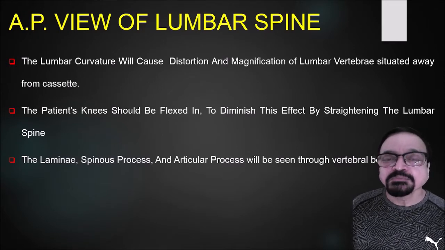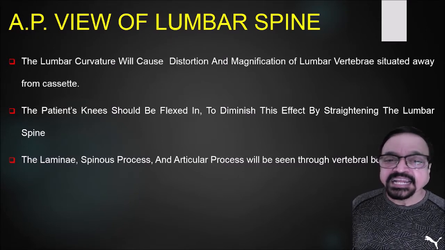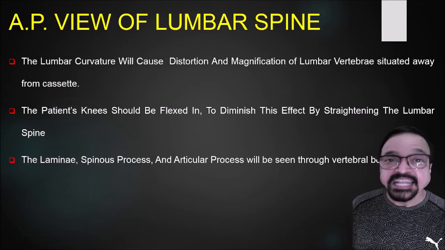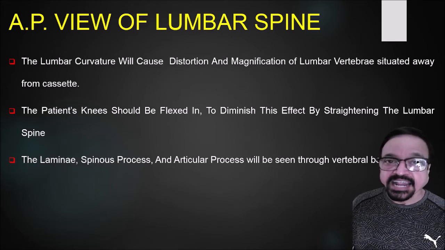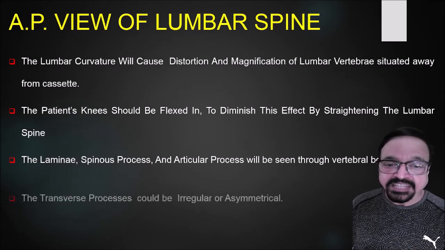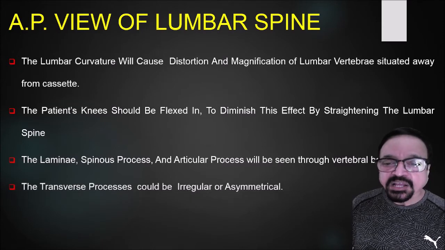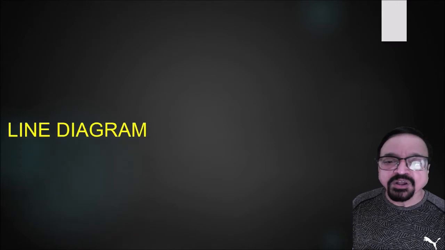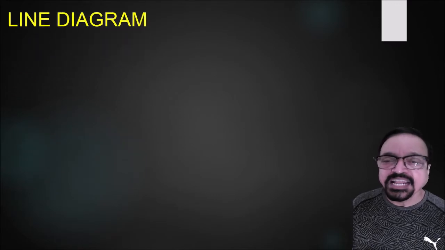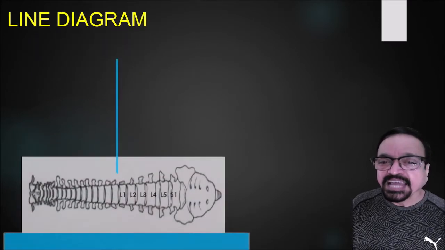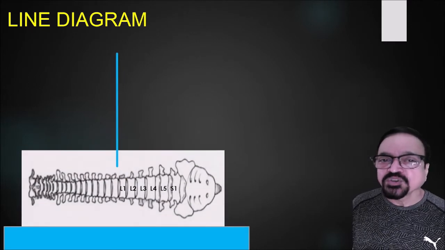A technologist must see on the monitor whatever X-rays are taken, and he has to see that clearly the laminae, spinous process and articular processes are seen, because they are seen through the vertebral bodies. Adequate penetration, that is adequate kVs, are needed for this. Then the transverse process could be irregular or asymmetrical. Don't get bothered by it. It is not always pathological, so you should know certain physiological variations or physiological distortions also.